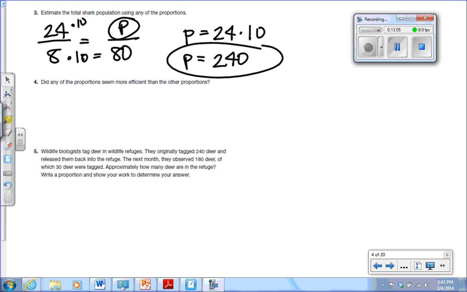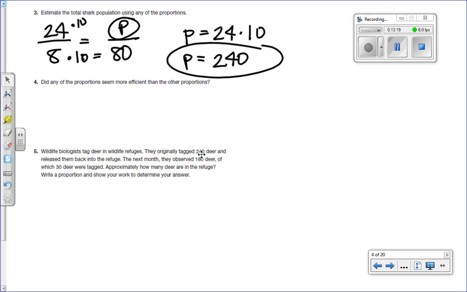All right, so let's try our hand at writing our own proportion. Number 5 says, wildlife biologists tag deer in wildlife refuges. They originally tagged 240 deer, that's important, we want to underline it, and released them back into the refuge. The next month, they observed 180 deer, of which 30 of the deer were tagged. Approximately how many deer are in the refuge? Write a proportion and solve or show your work to determine your answer.